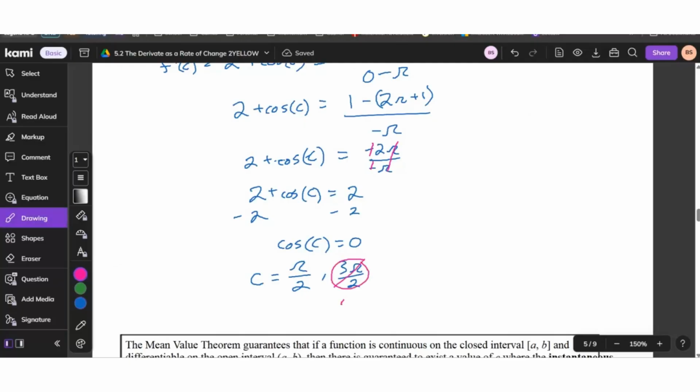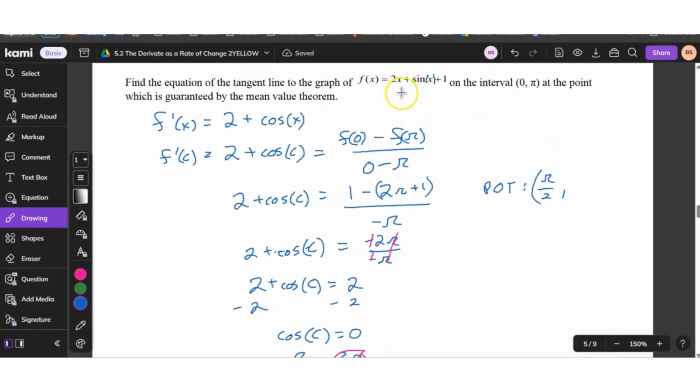This guy is outside our interval, so we're not going to include that one. So that means that this is our value. So now we can go ahead and find that tangent line. So our point is going to be pi over 2, and I just plug pi over 2 into the original equation, right?